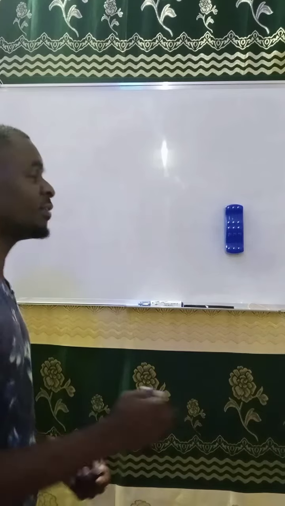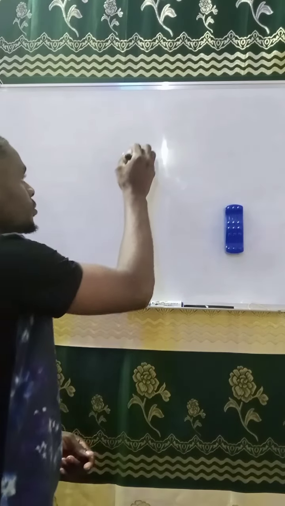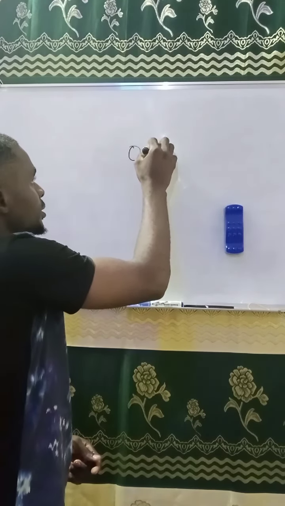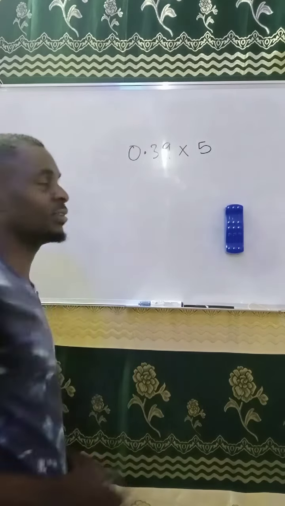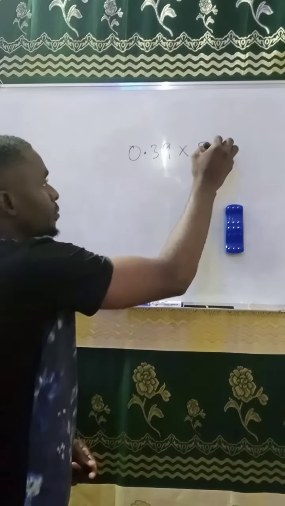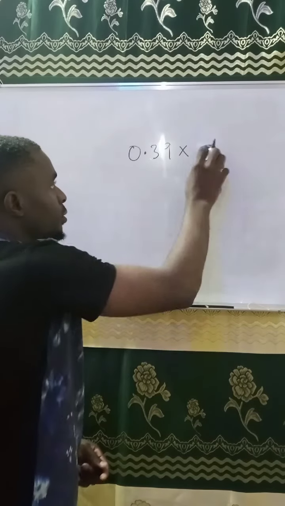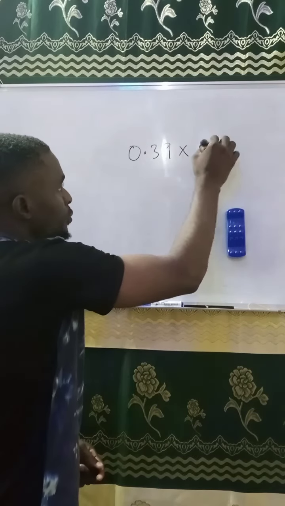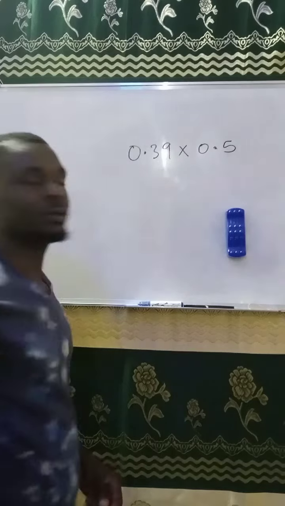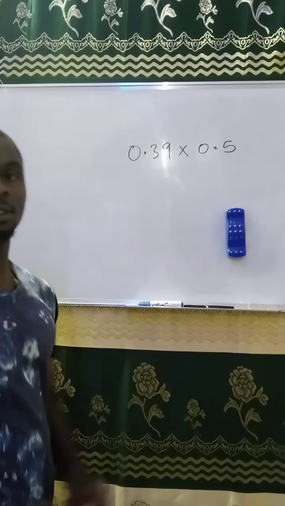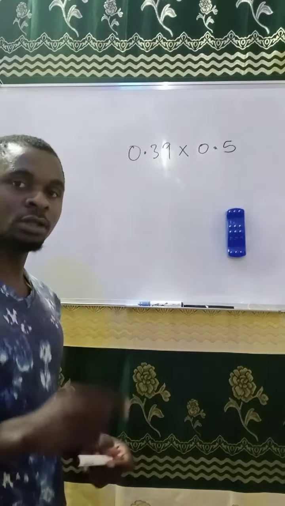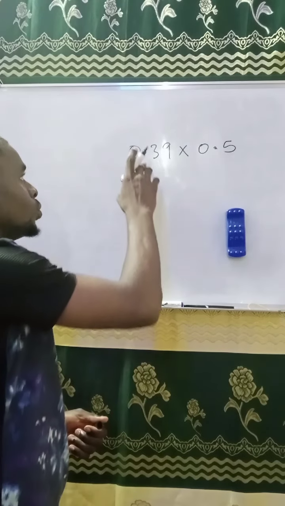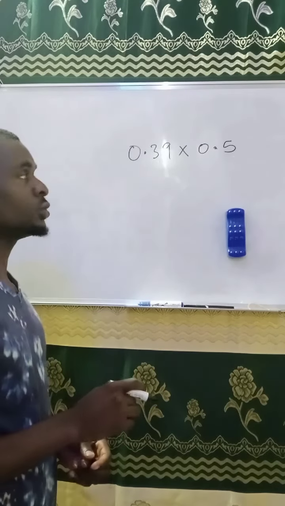Now, for example, you have a question like this: 0.39 times 0.5. Now, how do you multiply this? The first step is to ignore the decimal point. Ignore what? The decimal point. So we are not going to put the decimal point, we are going to ignore it.